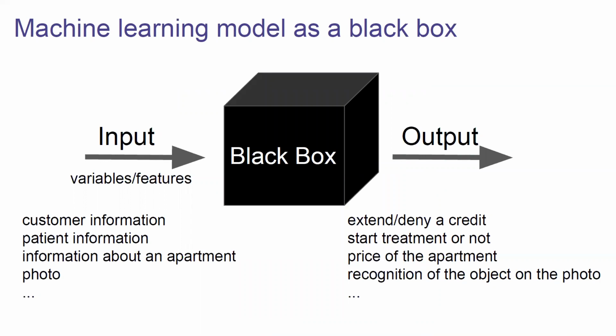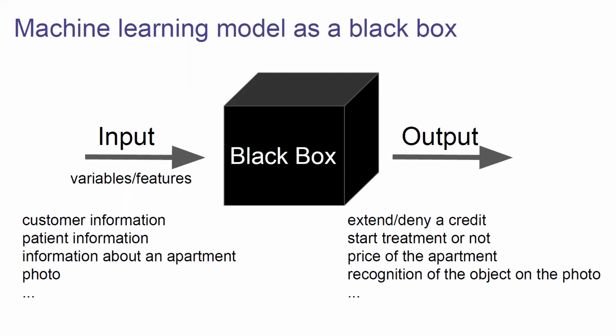And some introduction on how to think about a machine learning model. For the purpose of today's presentation, it might be enough to think about a machine learning algorithm as a black box. We've got a box, we input something to the box. I will call those inputs variables or features. And then we get output from the box. We don't know what's inside. So we can put in some information about the customer, and we get output with the information whether we should extend or deny credit.